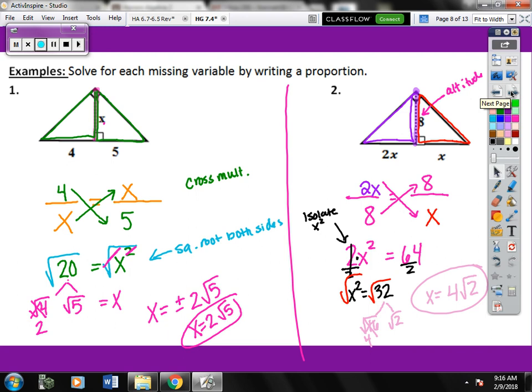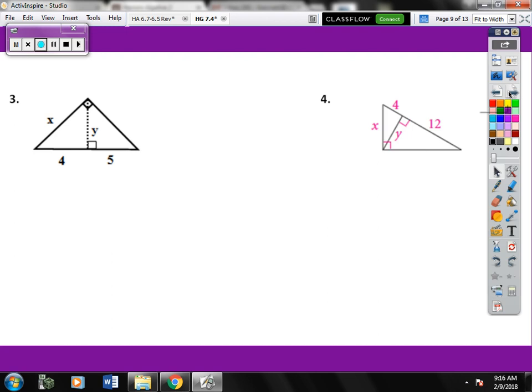Okay, now, these were both where the altitude is going through the center of the triangle. The next two will have a mixture. Some of them are and some of them aren't. You'll also have more than one variable. So you're going to have to do 2 proportions to find each of them.